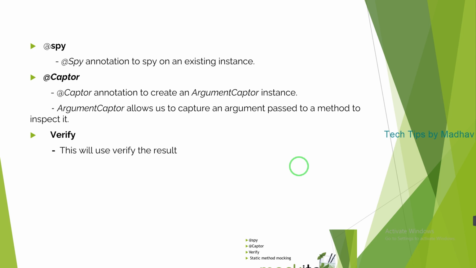Verify is a method. This is basically used to cross-check the values, or even in some cases it can be used to set the values also. Let's see the execution part.